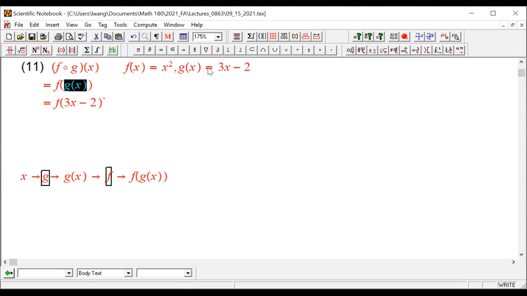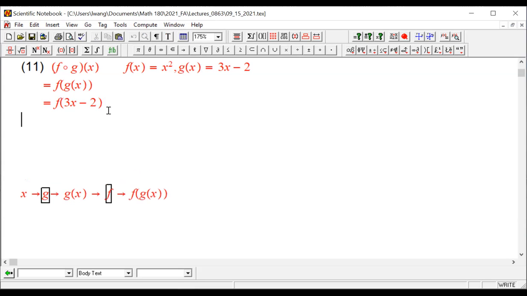G of X, you just replace it by 3x minus 2, because 3x minus 2 is the same as G of X. That's the rule for G. Next, for F, we have F of 3x minus 2.